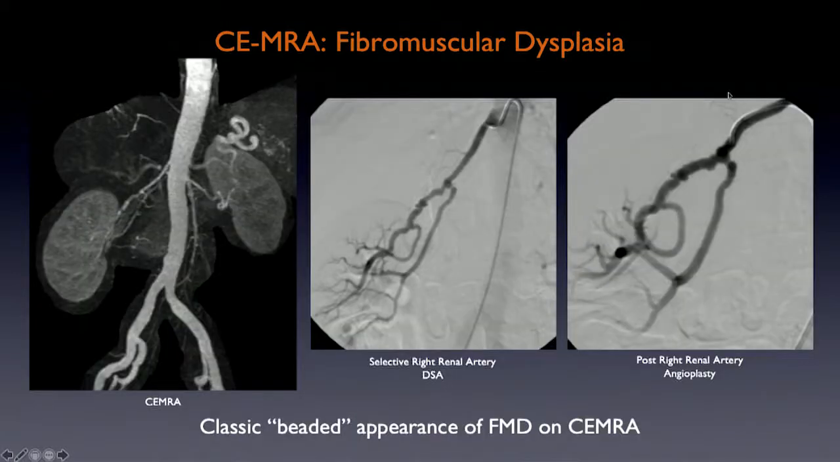This is going to be addressed later on by another speaker, but what I like about this example is I have really nicely zoomed in DSA images showing a similar configuration of the beaded stenoses associated with FMD in this patient with right renal involvement.